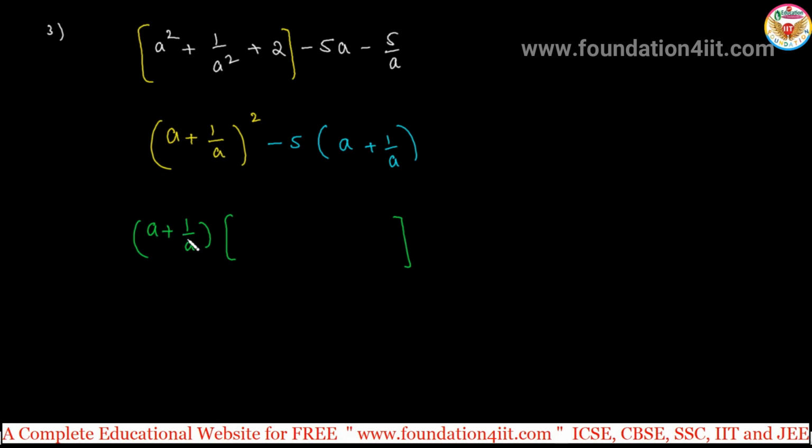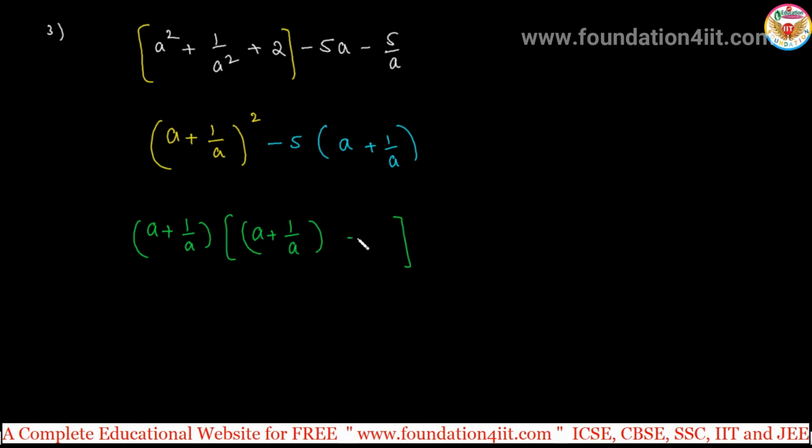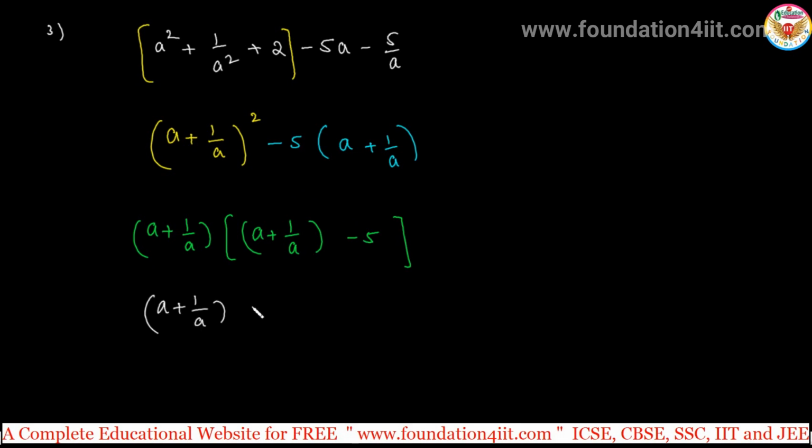Already a plus 1 by a, one expression is common, then one more is there. One more a plus 1 by a. This one minus, here is a 5. You just have to open the bracket and write now. A plus 1 by a is an expression. Again a plus 1 by a minus 5.